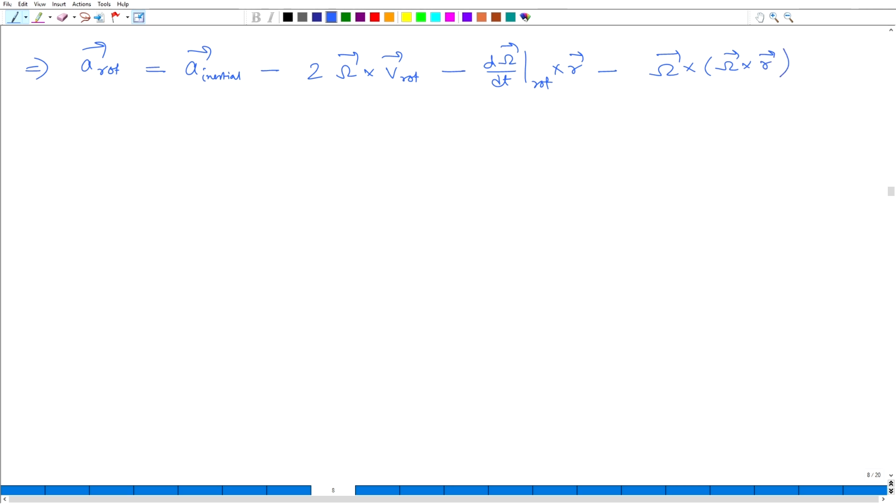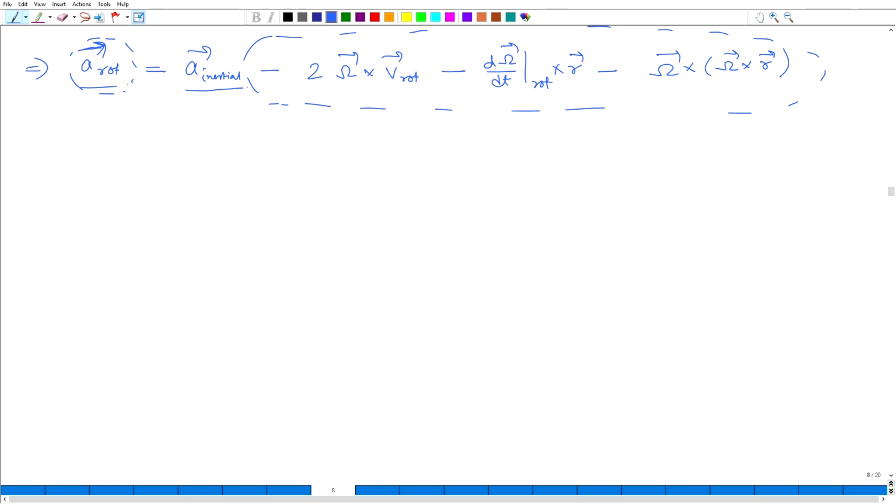So, now you see that you can say the acceleration seen by the rotating frame will be exactly equal to the acceleration seen by the inertial frame of reference minus all these terms, and these terms are only coming because I also need to make Newton's second law valid in this rotational frame of reference.